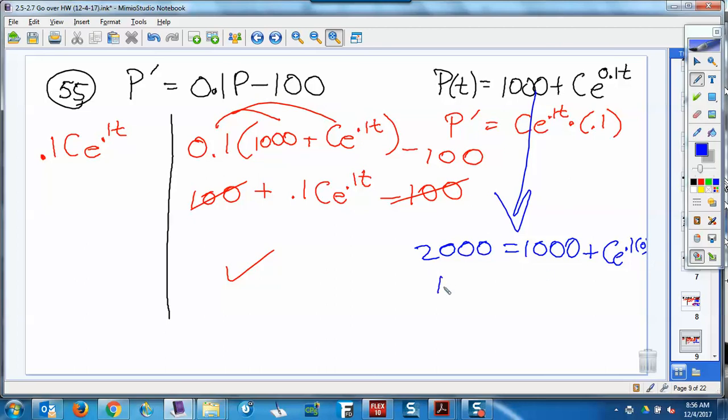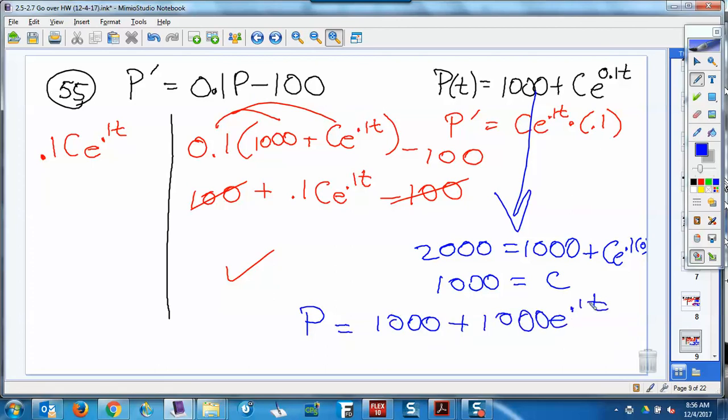So we subtract the 2,000. E to the 0 is 1. So we get C is 1,000. So the equation is P equals 1,000 plus 1,000 e to the 0.1 t. So that is now your solution. Okay, so it's like an initial condition.